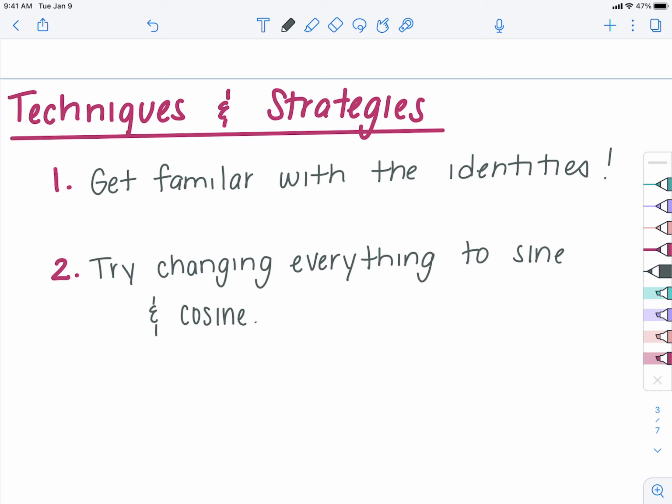The other thing that you always want to try and do is when you first look at these problems, we want to try and get everything to be sine or to be cosine. It'll just make our lives so much easier to simplify, because we're used to sine, we're used to cosine. So if we can, change things to be sine, change them to be cosine, and then simplify.